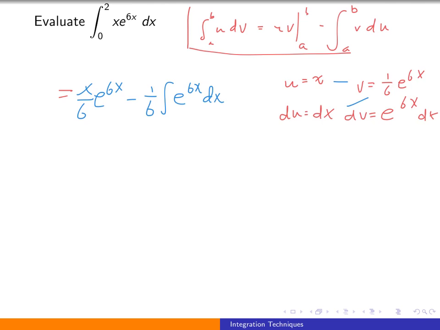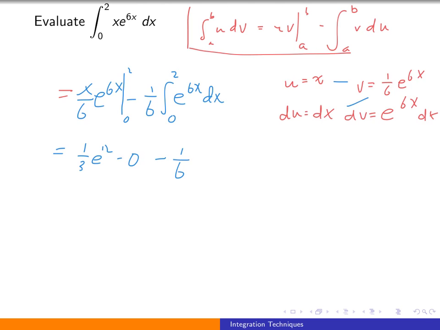Now this is a definite integral from 0 to 2, so we need to evaluate the first term from 0 to 2 and put in the limits of integration, 0 to 2. So for the first part, we plug in 2, we put a minus sign, we plug in 0. So when we plug in 2, we get 2/6, or 1/3, e to the 12th, and then minus away what we get when we plug in 0, which is 0. And then we evaluate that resulting integral.